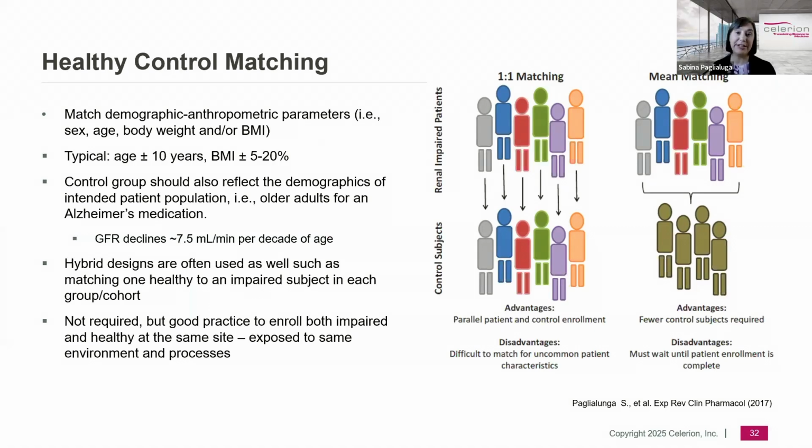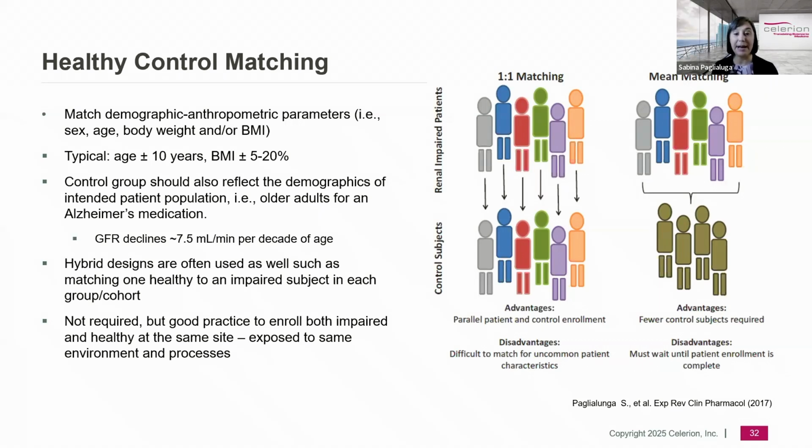There are several strategies for matching. You could do a 1-to-1 match, and the advantage here is that you can enroll the patients and the controls all at the same time. This could become challenging, however, if a patient has a very unique characteristic. It may be more difficult to find that matched control.